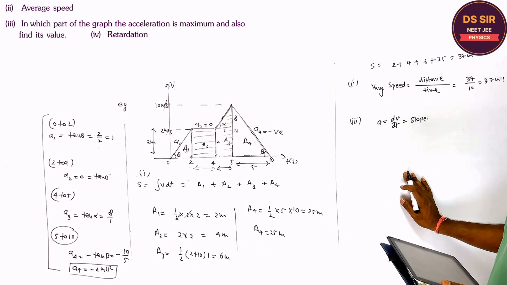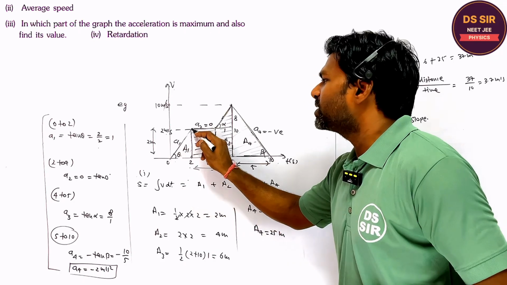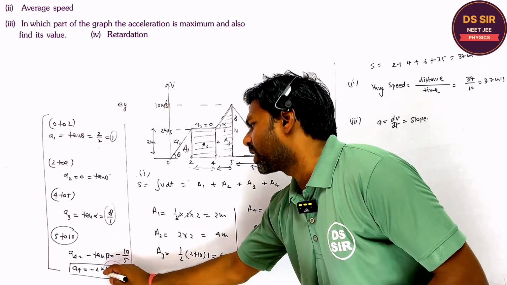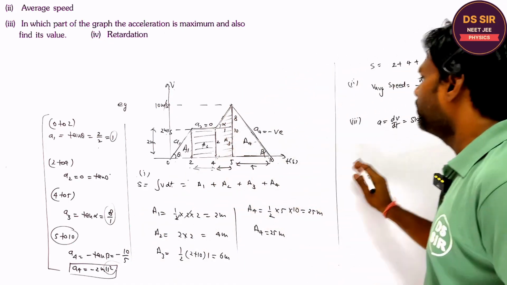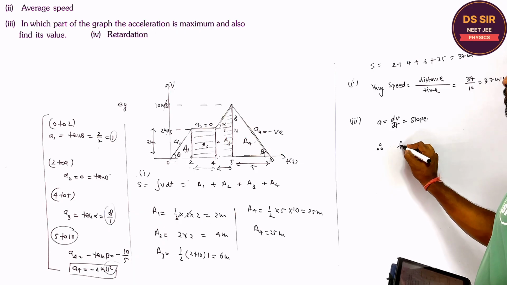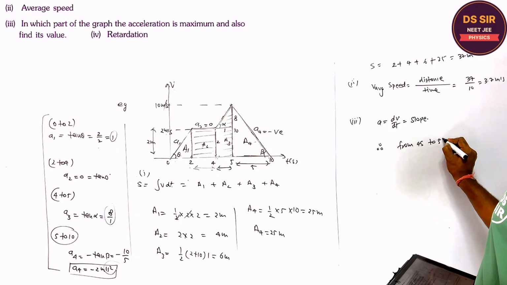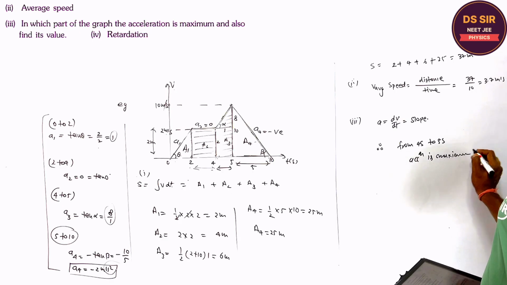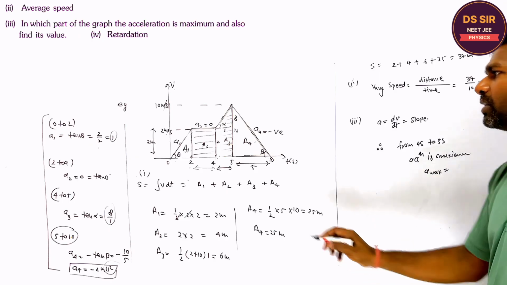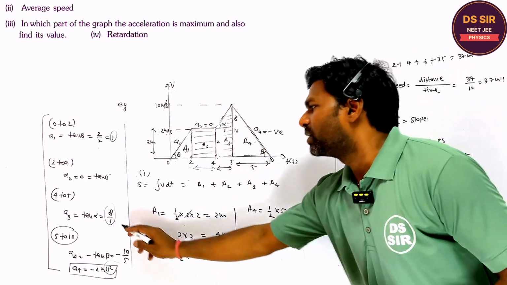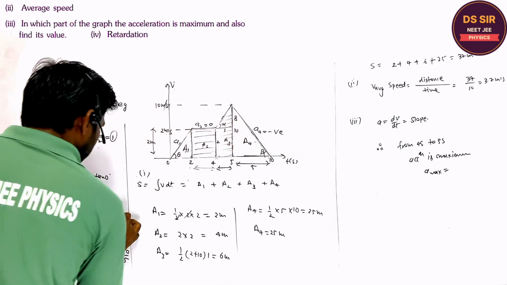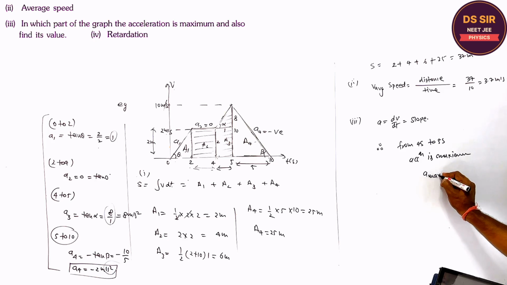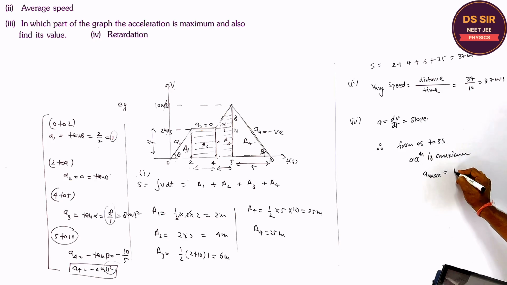So in which part is the acceleration maximum, you tell. In this part, what is the acceleration? Say 1. In this part 0, it is 8 and it is the retardation. Therefore it is clear that from 4 second to 5 second, the acceleration is maximum. And what is the maximum value? For this portion, 8 upon 1, right? And this is what? Say 8 meter per second square.